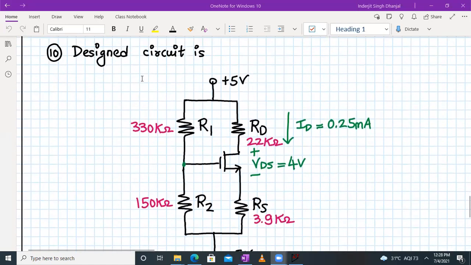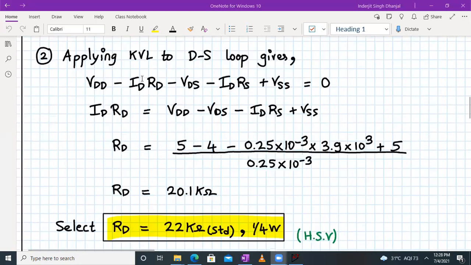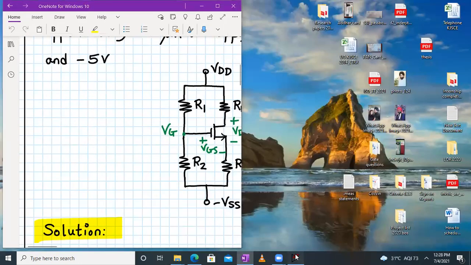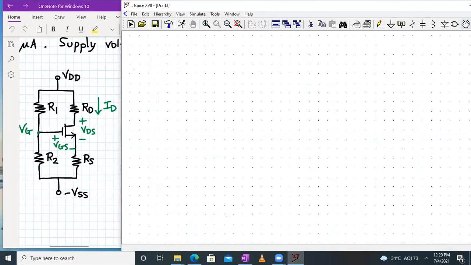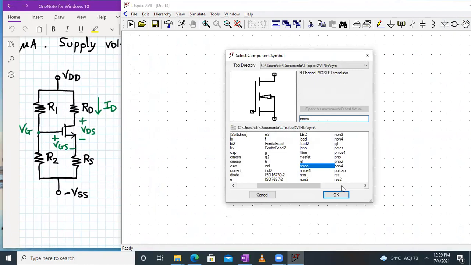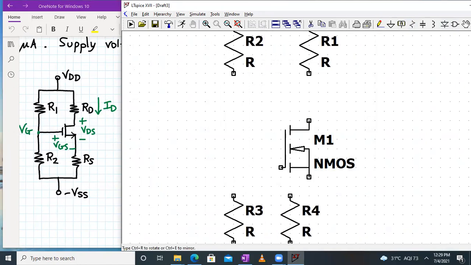Now what we will do is simulate this in LTSpice and check out the results. Okay, so let us begin. I will open the LTSpice window. Over here, I'll go to the library, pick a new NMOS transistor and place it onto the schematic. Now I'll require 4 resistors, one over here, one over here, one over here, and another over here.